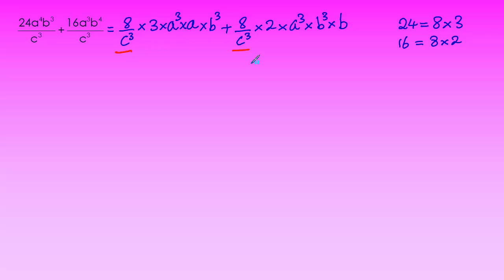So let's look for what's common. We've got 8 over c cubed, we have an a cubed, and we have a b cubed. So those things can go to the front. 8 over c cubed, and then we've got a cubed, b cubed. We could put those all on top of the fraction like that, and open a bracket. So let's get rid of those common things and see what we have left. Well, here we've got 3 times a, so that's 3a. We have a plus sign, and we have 2 times b.